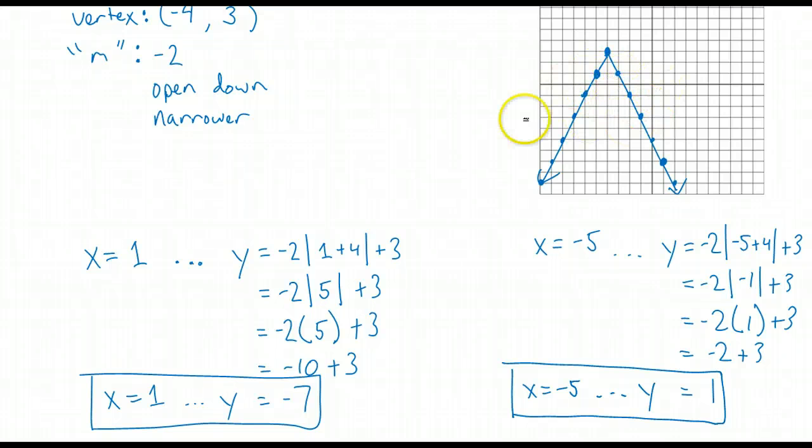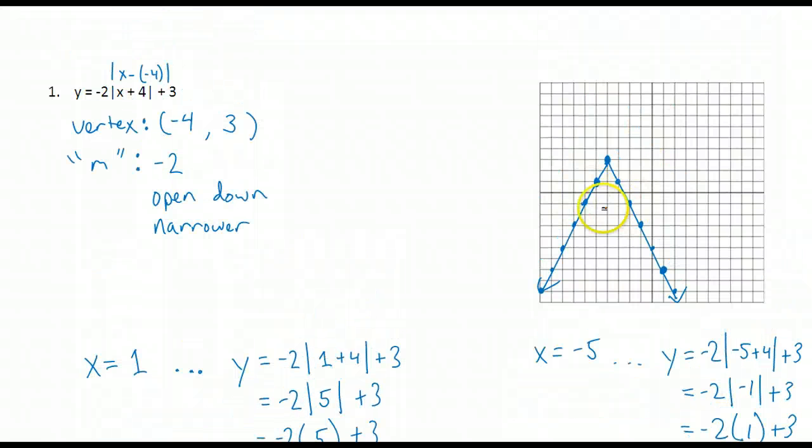If I used all of these x values, I'm going to get all of these points that are on the graph. So this graph is a graph of all of the input-output values that make this equation, this function, true.